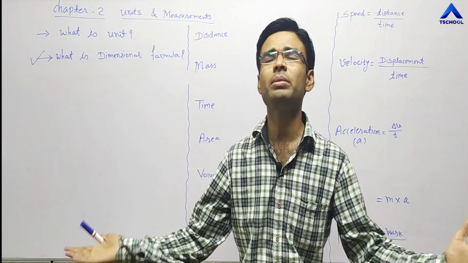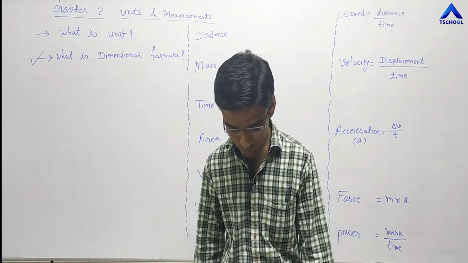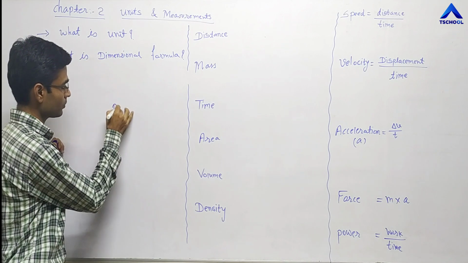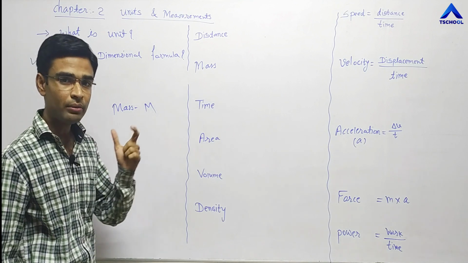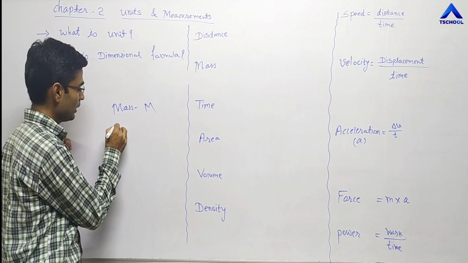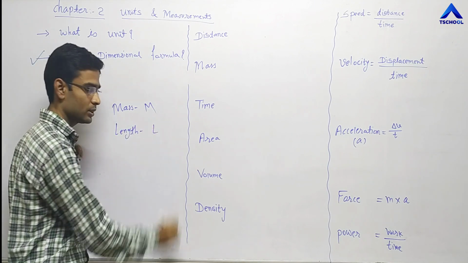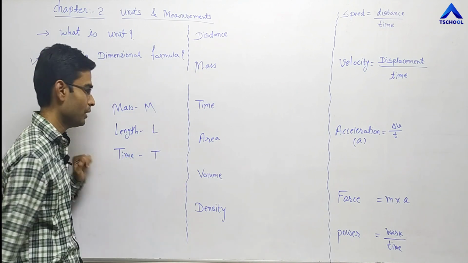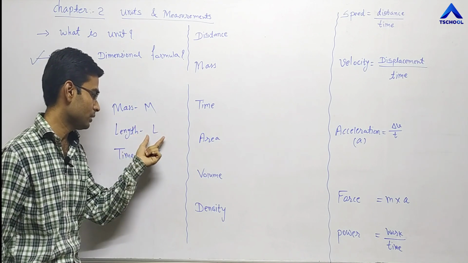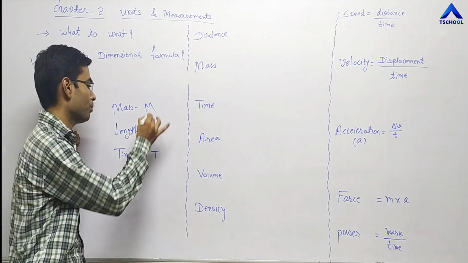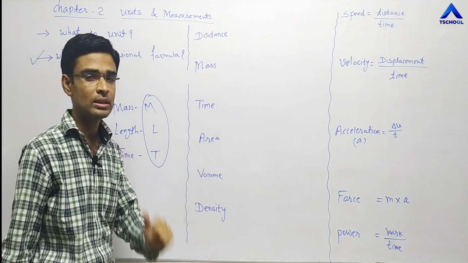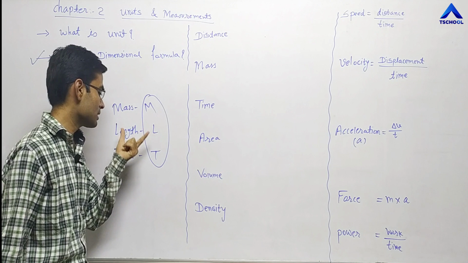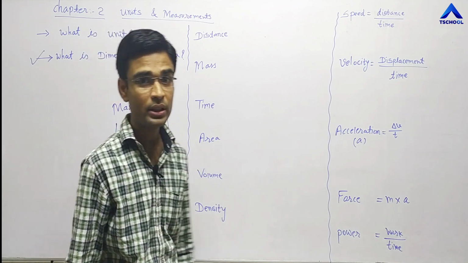Question arises in our mind: what is the dimensional formula? Friends, whenever we represent mass with M, length with L and time with T, the combination of mass, length and time, if we derive the equation with the help of these three quantities, that is the dimensional formula.